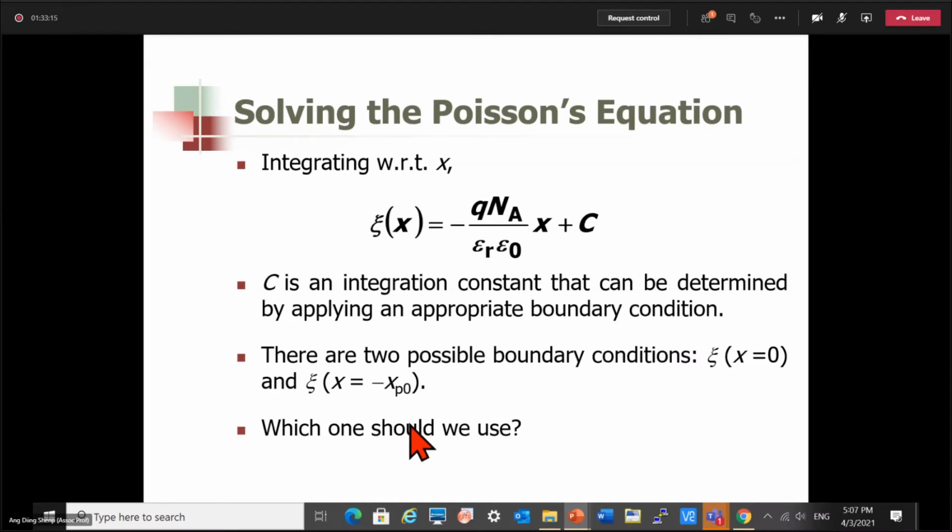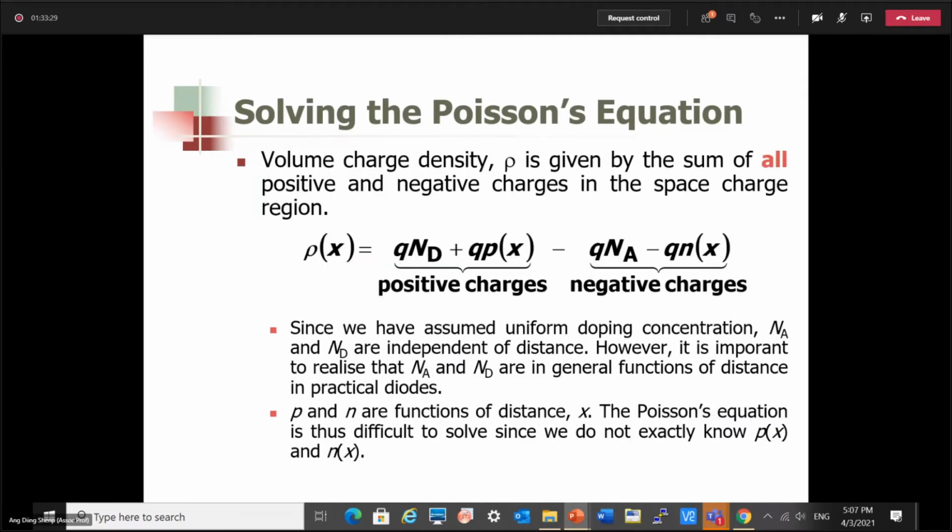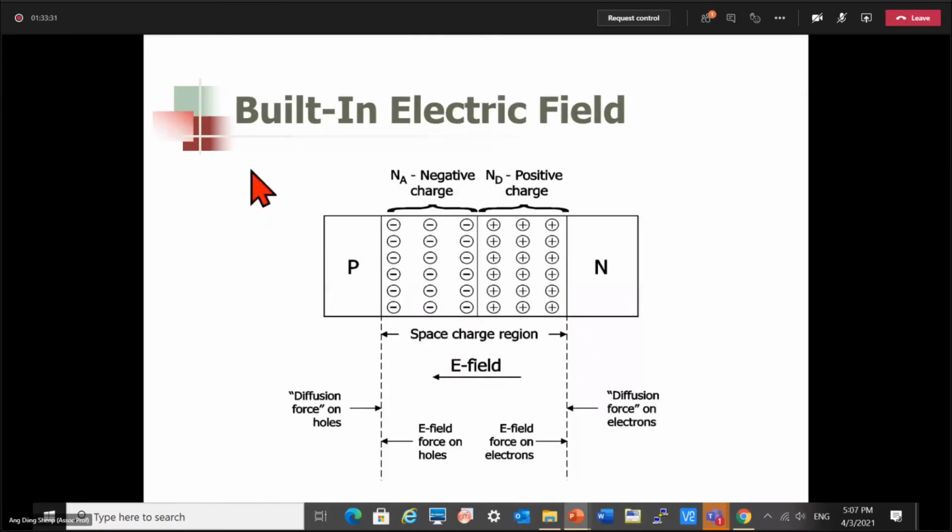Now, there are two possible boundaries for the space charge region on the P side. One boundary is at x equals 0, the metallurgical junction, and the other boundary is at x equals minus xp naught. Now, as I've shown you earlier, the second boundary is between the neutral P region and the space charge region, this vertical line.